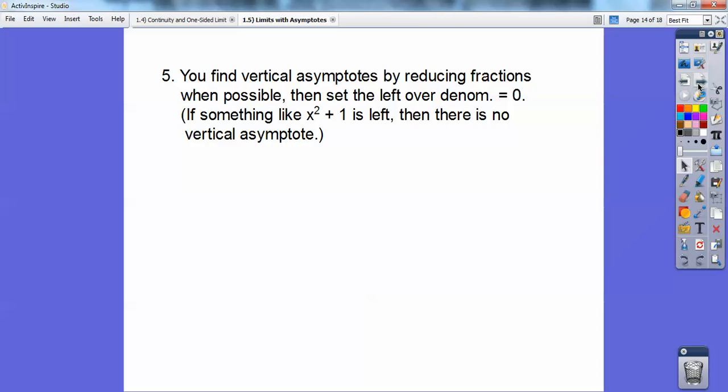All right, and vertical asymptotes you get by reducing fractions when possible, and then you set the leftover denominators equal to 0. If you ever have something like x squared plus 1 left over in the denominator, then you can't get a vertical asymptote out of that, because I can never have x squared plus 1 equal to 0. x squared minus 1 I can have equal to 0, but not x squared plus 1.